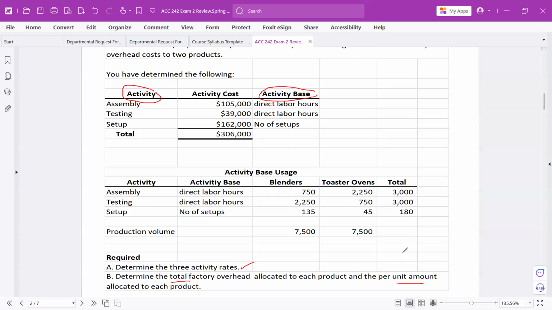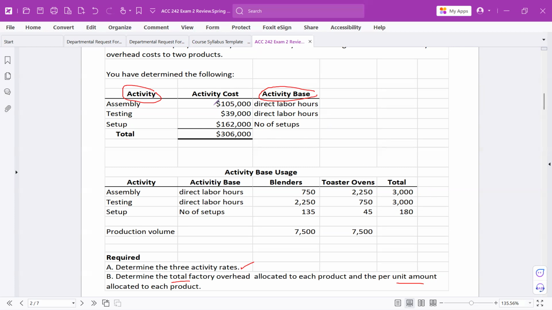The way we find rates, again, is by taking some measure of the overhead divided by some measure of the activity. Because we're using activity rates, the numerator is defined. We've got three activities, so three different costs, and we divide by the appropriate activity base: direct labor hours, and number of setups. So we want all the costs divided by all the activity.